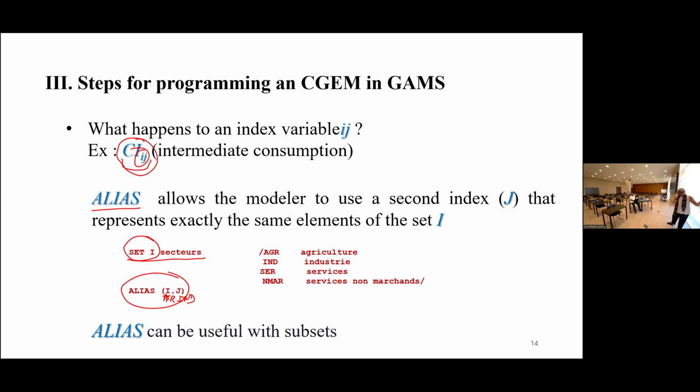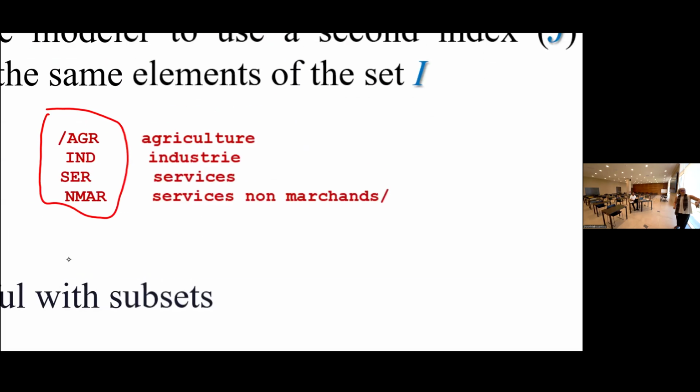You have to keep in mind that I and J are the same index and the same set, okay? And I can change the variables. I can have variables indexed by I or variables indexed by J. Then it's open. It introduces flexibility in the notation when I write the equation. Then alias is a keyword, also very useful in modeling.